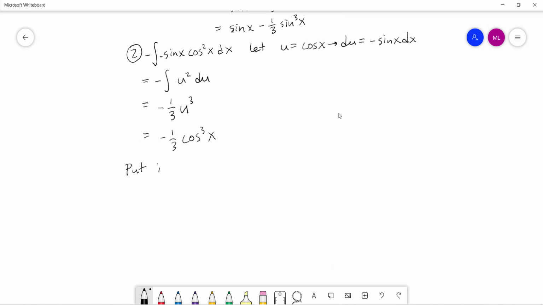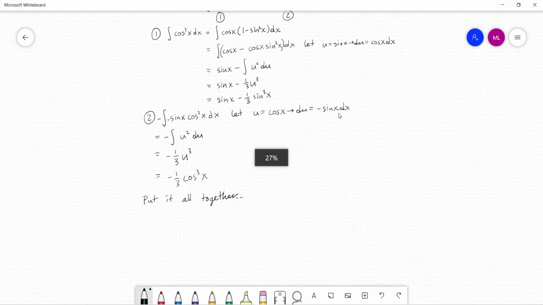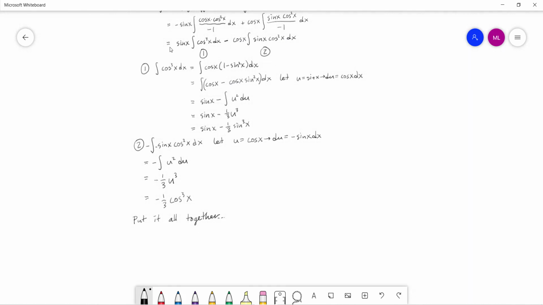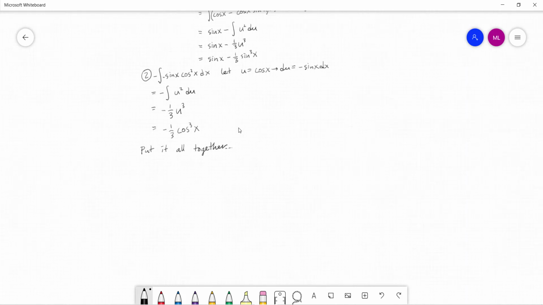So put it all together. We've got our u substitutions. We found these two integrals. We just, again, need to compile the whole solution. Here's what the solution looks like. So it's sine of x times the result from this first integral. And here's the result from the first integral. So it's sine of x times all of this.